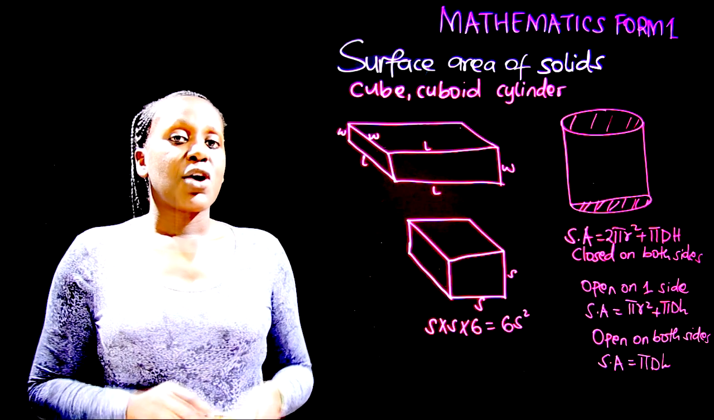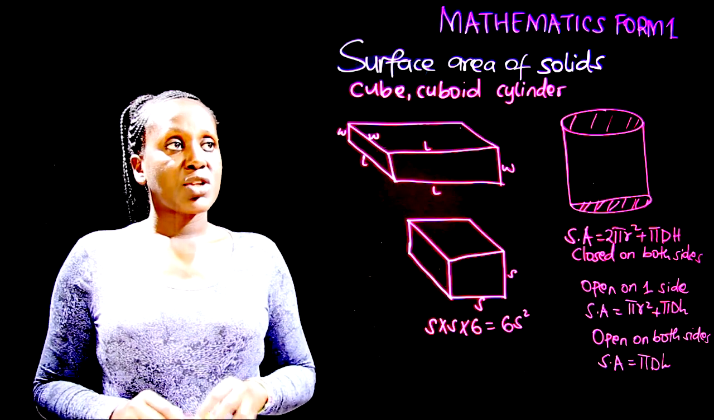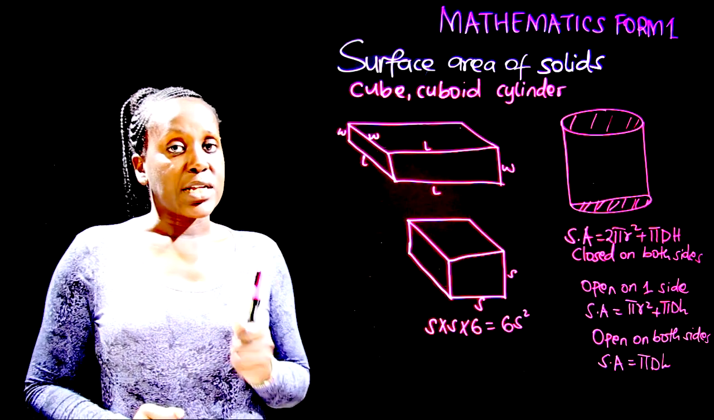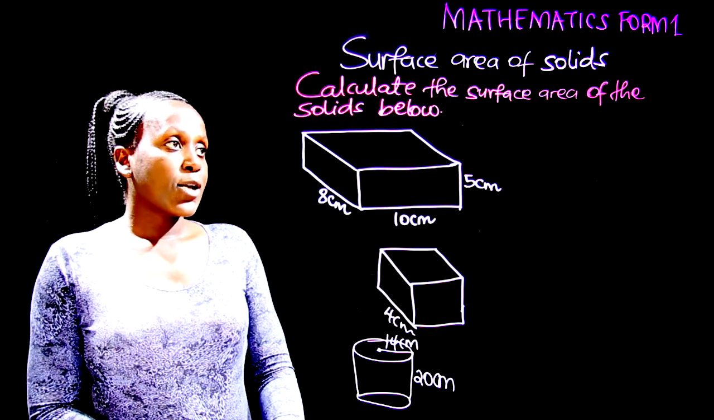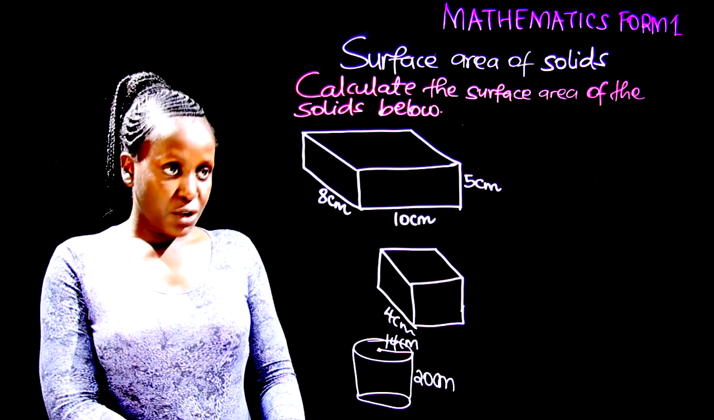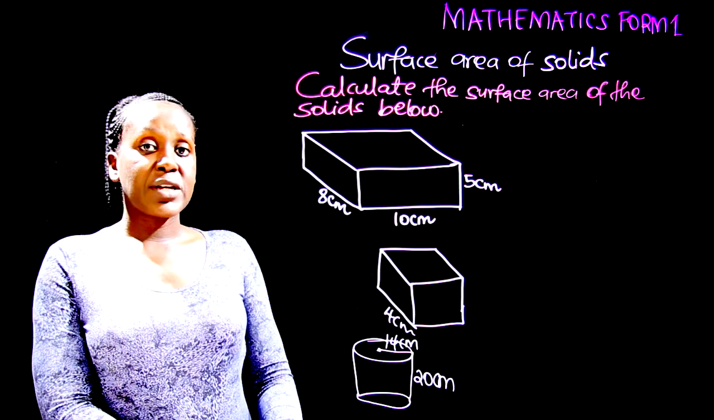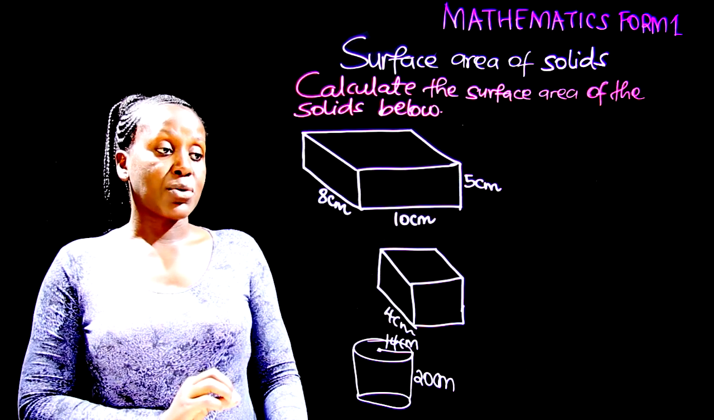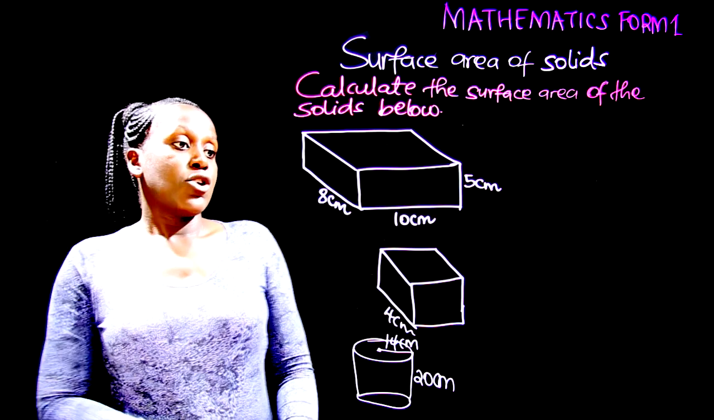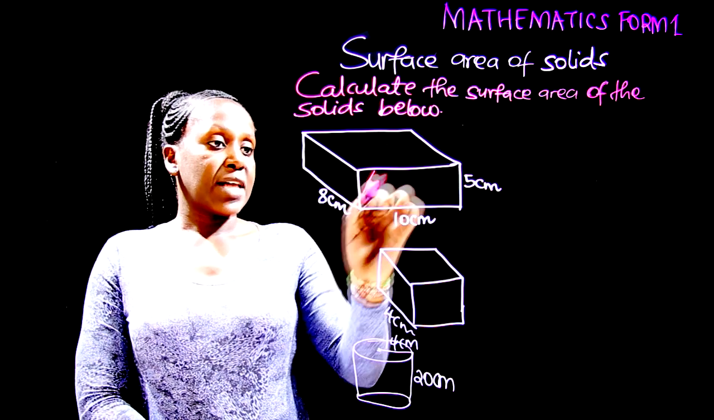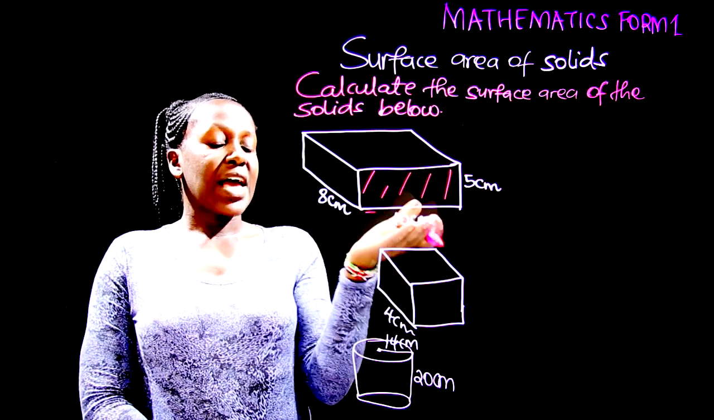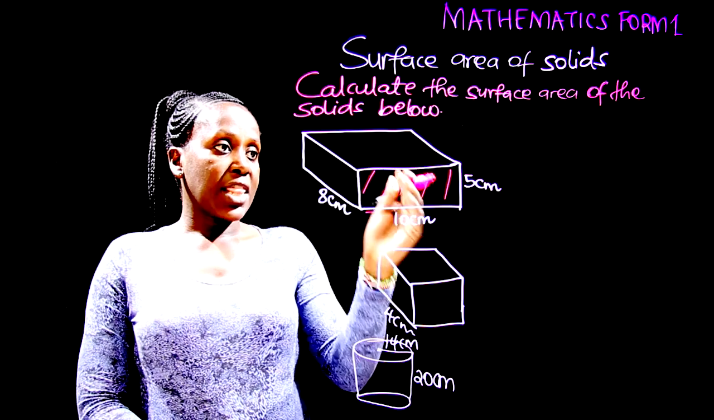So now we are going to look at some questions that we can do to determine the area of these solids. Learners, we are going to calculate the surface area of these solids. The first one is a cuboid. So we are going to ensure that we take account of the area of every side. So we are going to begin with this side, which measures 10 by 5. There are two of these sides, there's one on the other side.